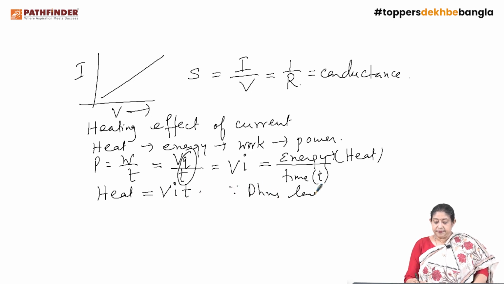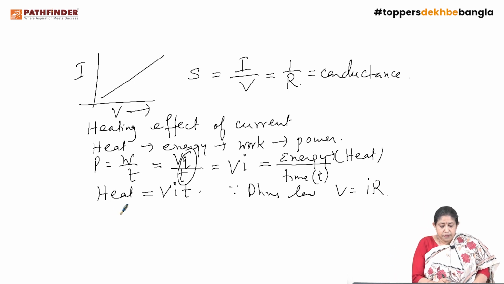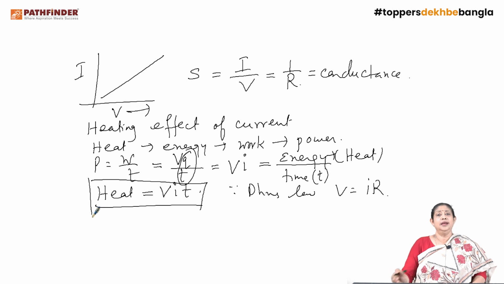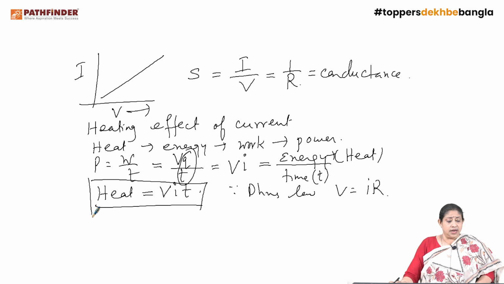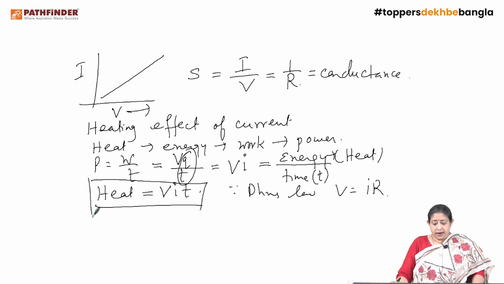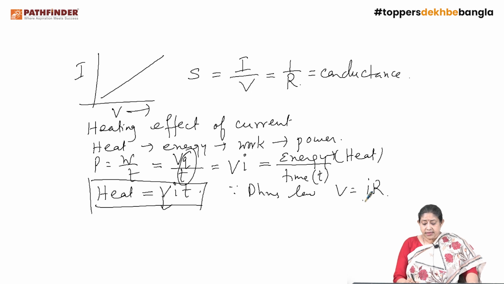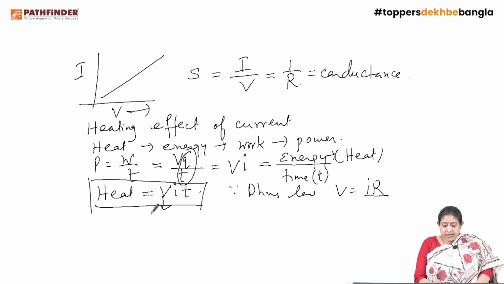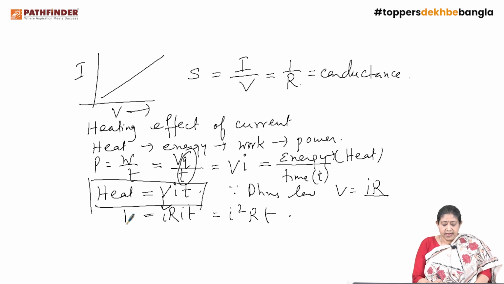Since we know Ohm's law gives us V is equal to I into R, therefore, making proper substitution using Ohm's law in this particular equation, heat is equal to VIT, we can have the different forms of the heat evolved in a conductor while current is flowing. I repeat, Ohm's law gives us V is equal to IR. So, if I want to remove this term V from here, what do I write? I substitute IR. The moment I make the substitution V as IR, what do I get? I get I square RT as the amount of the heat generated.